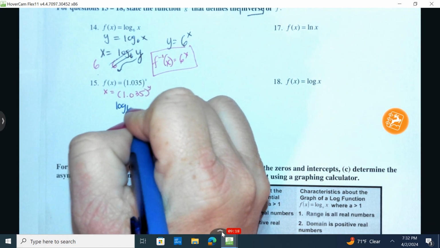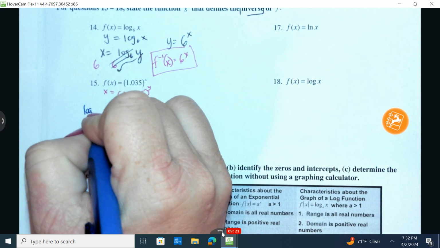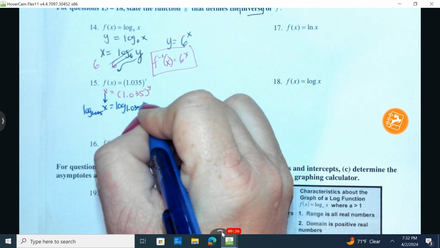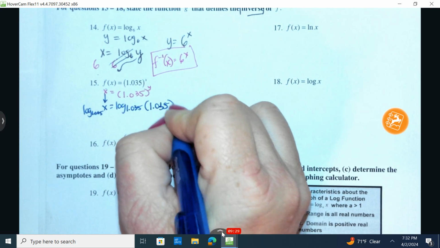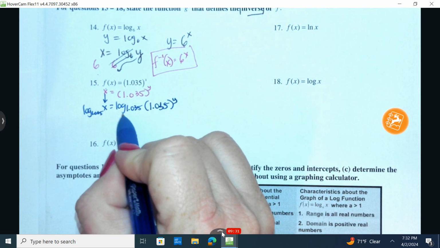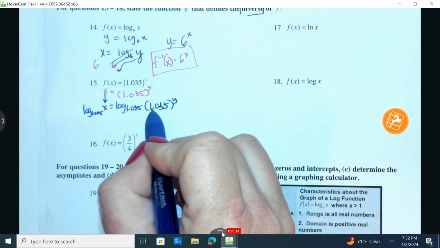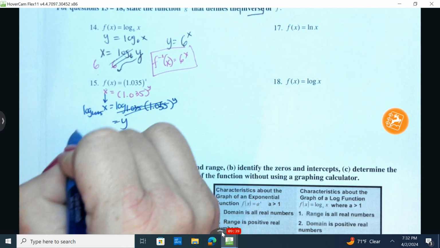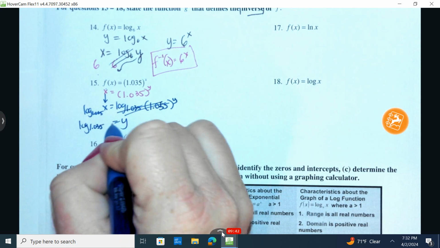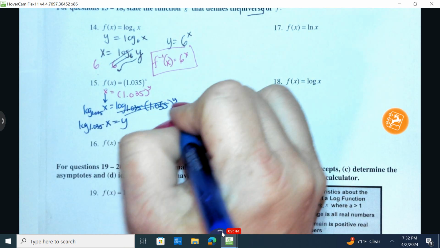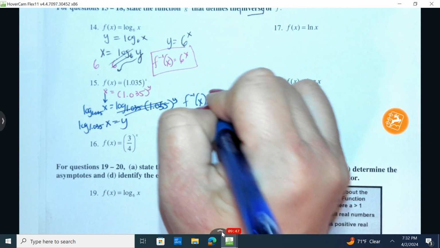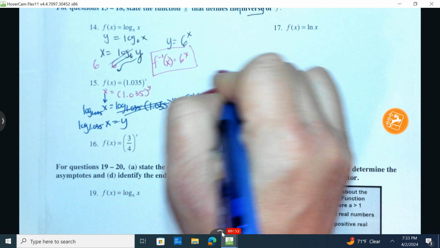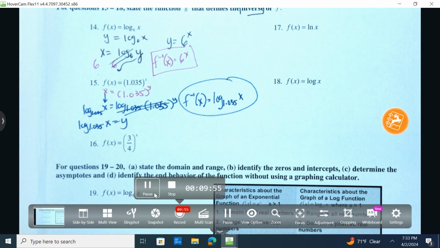So I'm going to do log base 1.035 to both sides, and then I drop down what was there. Now, on the right-hand side, log base 1.035 with this number behind it is going to simplify to 1, and I have 1 times y, which is y, and log base 1.035 of x. This original function was an f of x, so we need to denote it as this specific inverse, log base 1.035 of x.